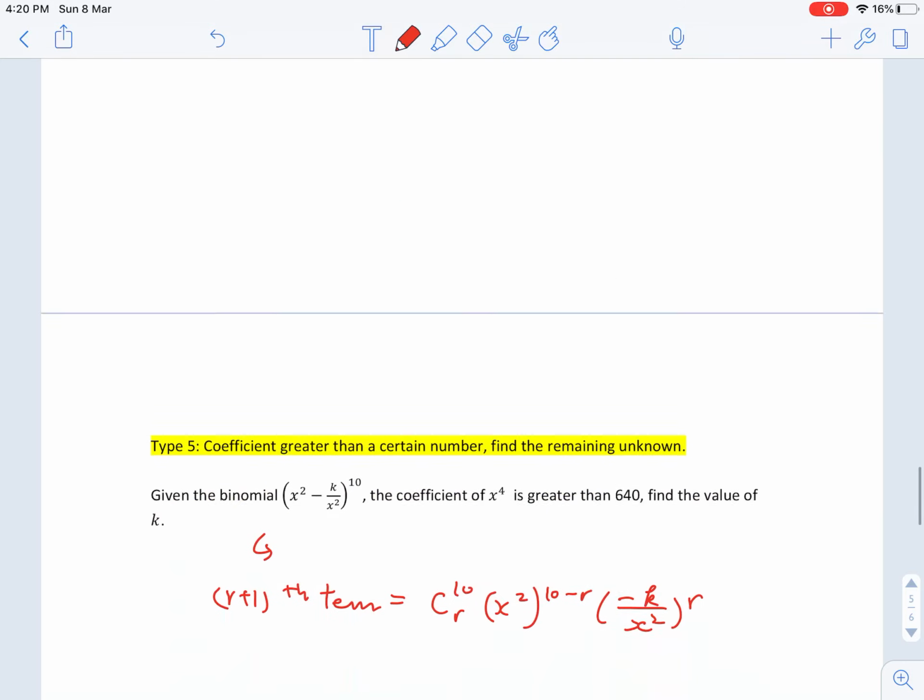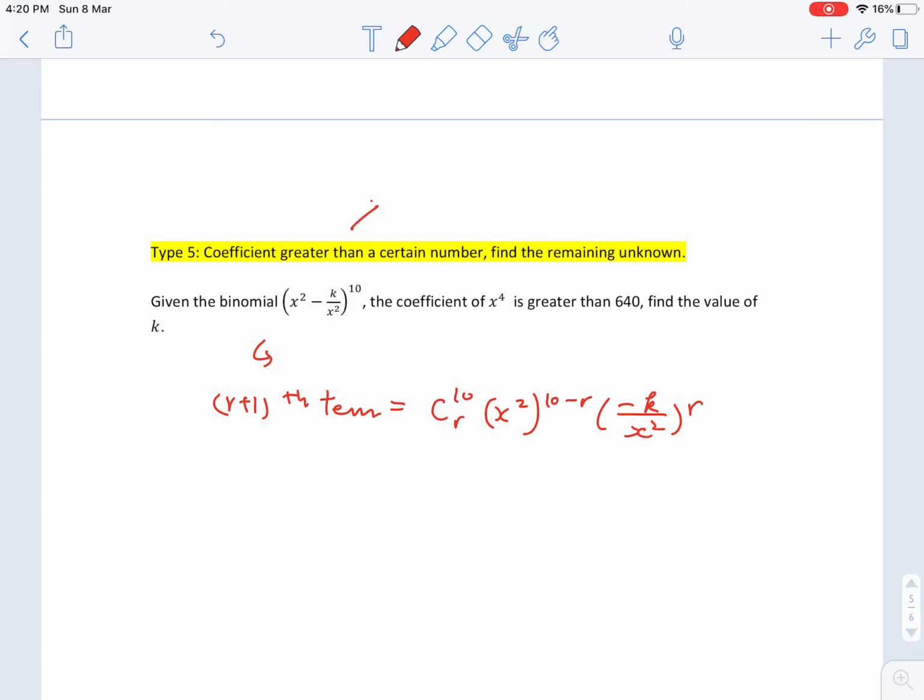And then the last type of binomial expansion question mixes the usage of the general term with inequality. Given the binomial expansion (x squared minus k over x squared) all to the power of 10, the coefficient of x to the power of 4 is greater than a certain number. In this question, it's greater than 640, and you have to find the value of k.